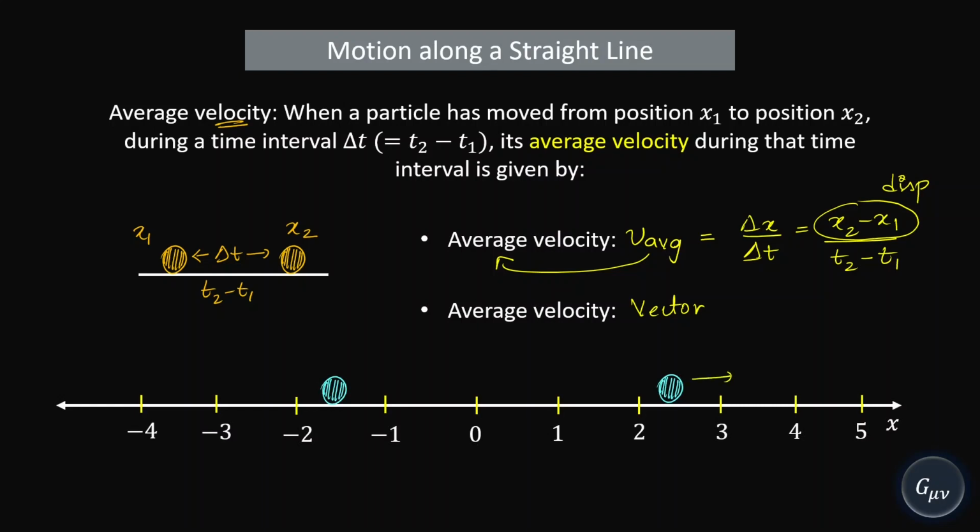If V average is positive, that's because the displacement delta x is positive, which means the particle is moving in the positive direction of the x-axis. Similarly, if V average is negative, that's because the displacement delta x is negative, which means the particle is moving in the negative direction of the x-axis.